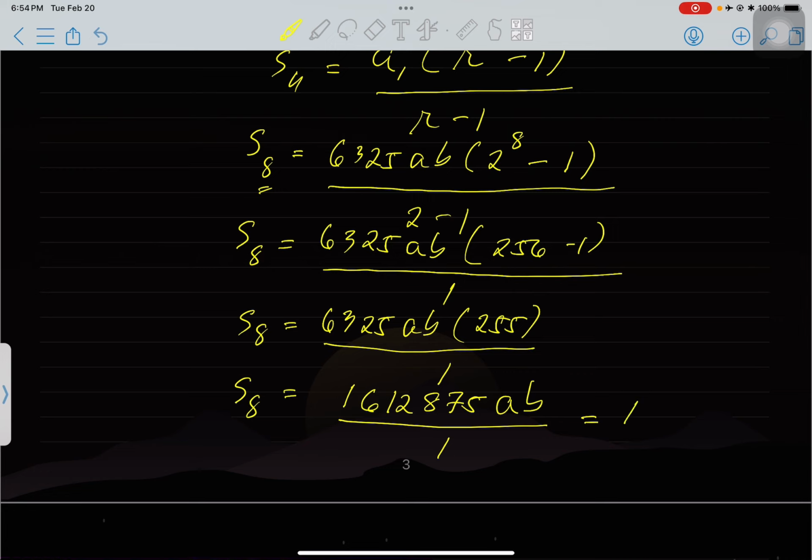We have 1,612,875 AB. This means to say that if you are going to add your first term, your second term, third term, and finding out your fourth term, fifth, sixth, seventh, and eighth, if you will be getting the total of those 8 terms, then you will arrive getting this value. Okay.